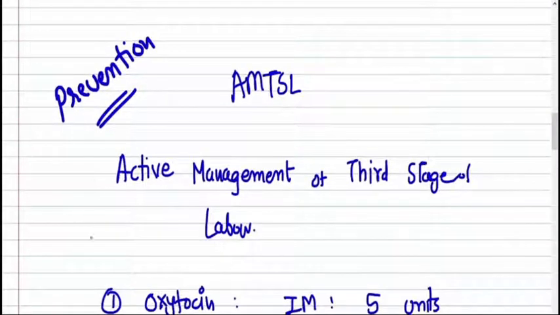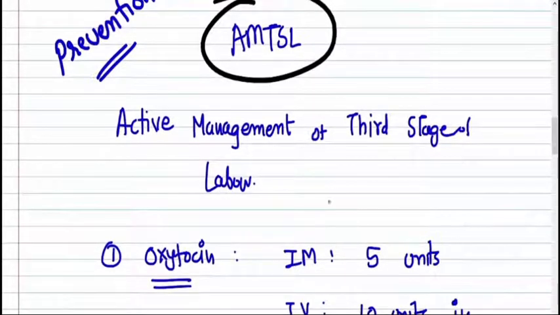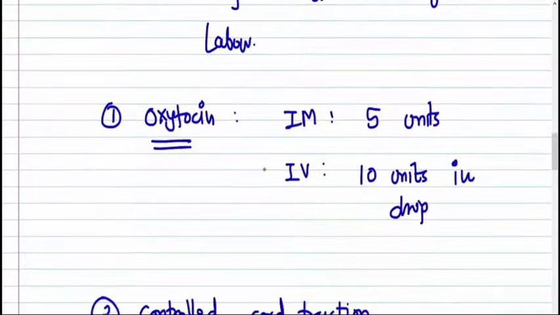Now, the prevention of PPH is very important in obstetrics and it is a cornerstone of obstetrics. So the thing that comes is AMTSL, that is active management of third stage of labor to prevent postpartum hemorrhage. And what are the components of AMTSL?